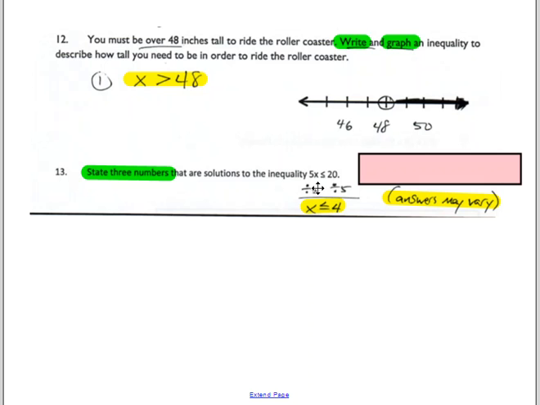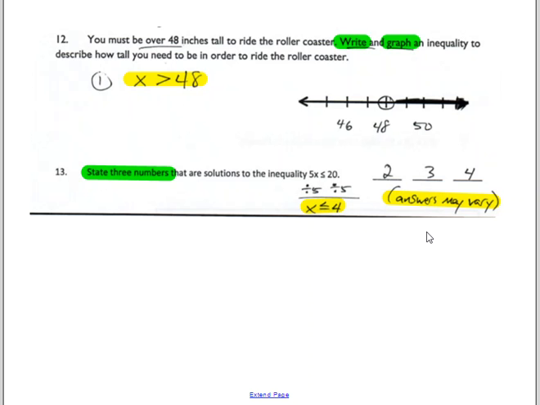So think about what happens if X is 4. Well, now this is 20, and that is less than or equal to 20. If this is 3, well, that's 15, which is true. If it's 2, that's 10, which is true. So I just listed those numbers, 2, 3, and 4. You could have said X is 1 or X is 0.